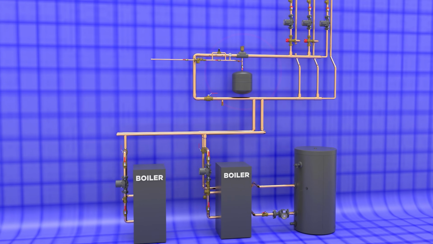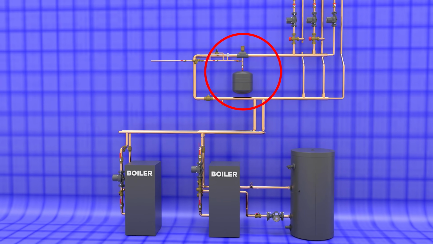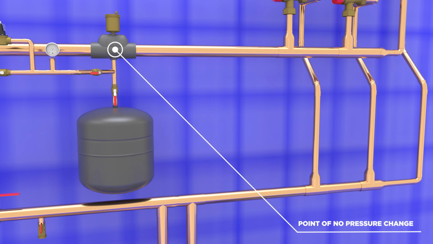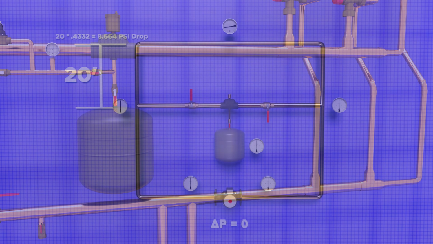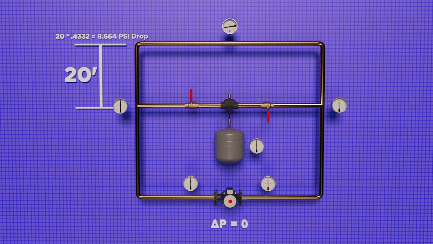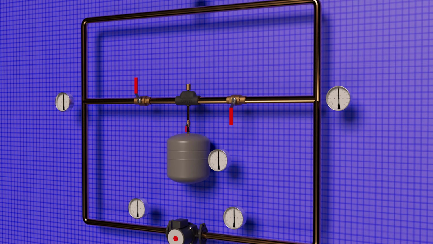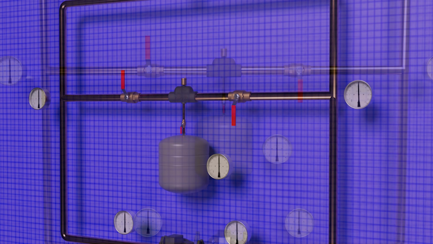The point where the expansion tank is connected to the system is known as the point of no pressure change. We've been taught for many years to pump away from this point, but why? With this model, we can explore that question and hope to provide you with a better understanding of the point of no pressure change and why we always pump away from it.